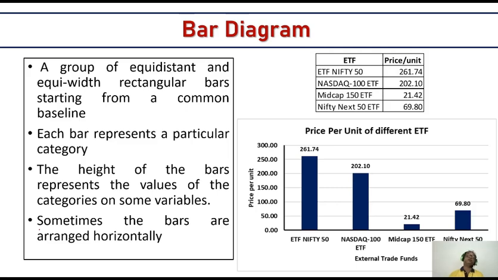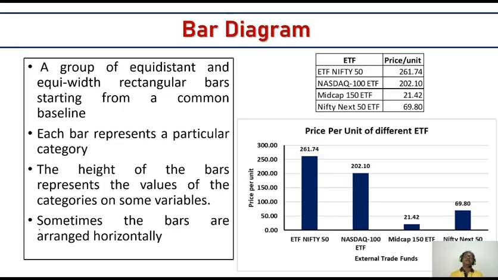Okay, now let us go to the bar diagram. Bar diagram is a group of equidistant rectangles having the same width with a common baseline. Each bar is representing the value under a particular category. So there are different categories. The categories are represented along the x-axis, as you can see, and the values corresponding to the categories, it may be price, it may be number, it may be count, etc., are represented along the y-axis. So these are the values which come up along the y-axis.